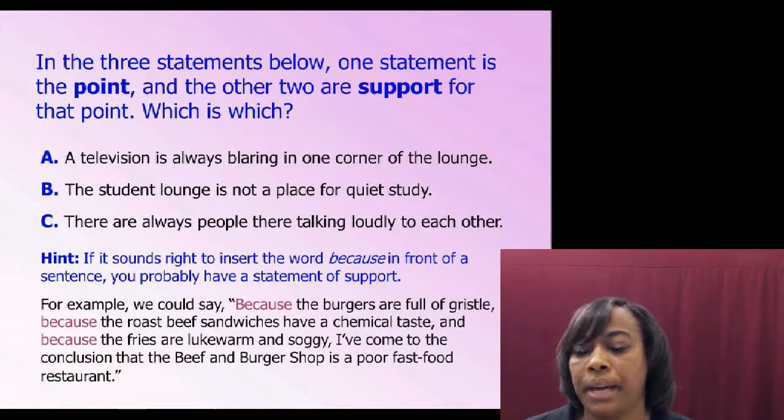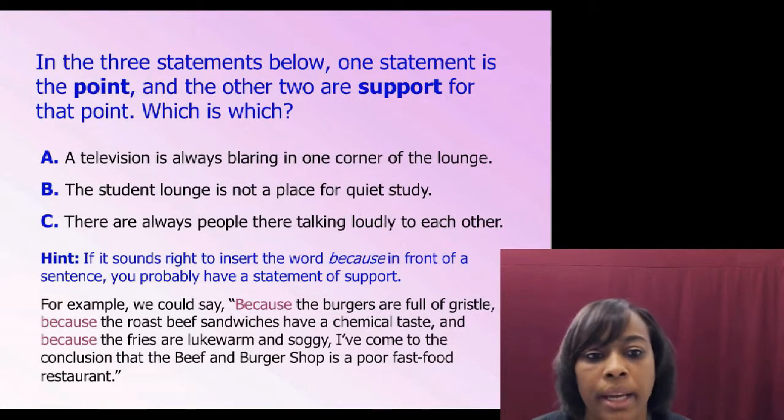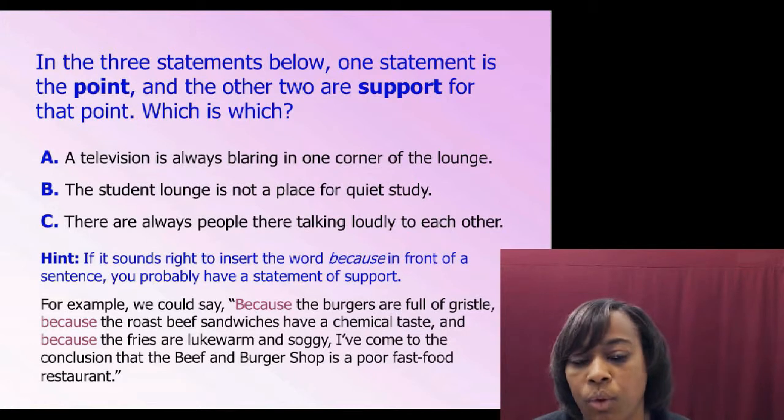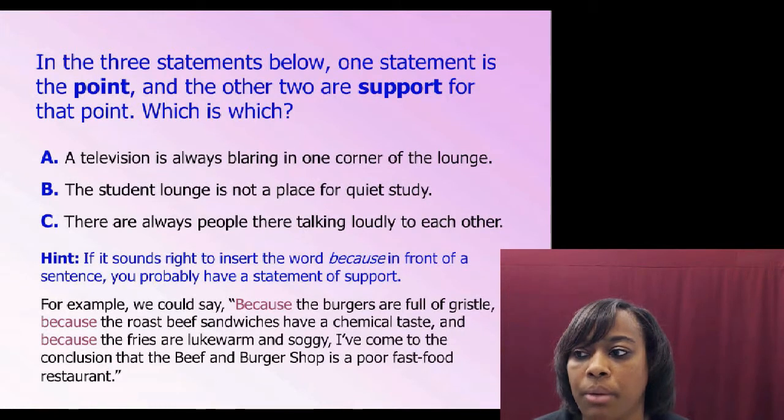Now we have three statements below. One is going to be the point, and two will be the support. And again, don't forget, if we can put because in front of it, then more than likely it will be the support. A says a television is always blaring in one corner of the lounge. B says the student lounge is not a place for quiet study. C says there are always people there talking loudly to each other.